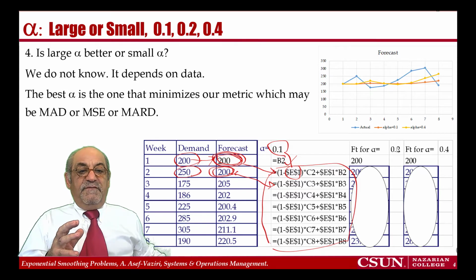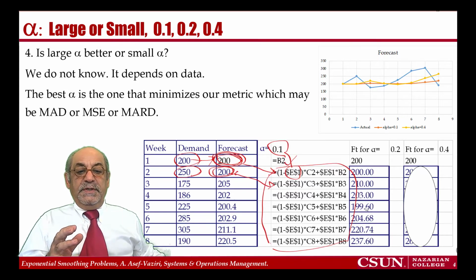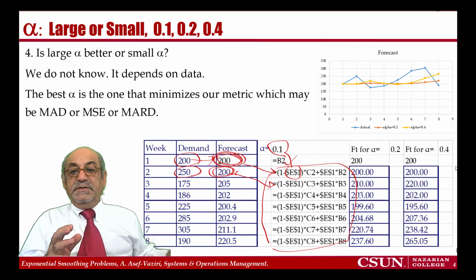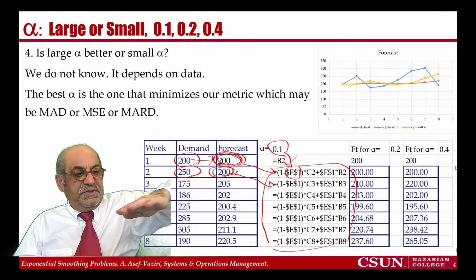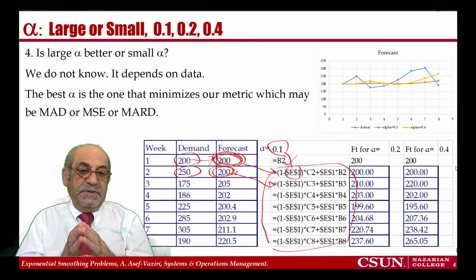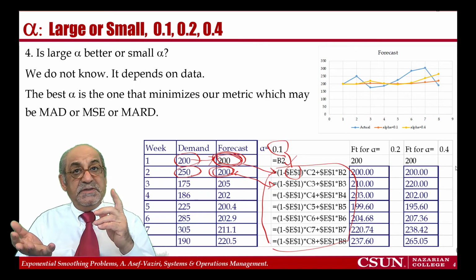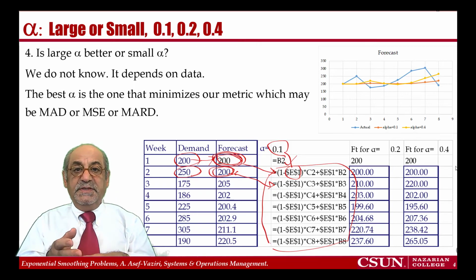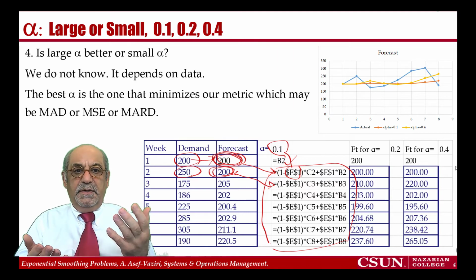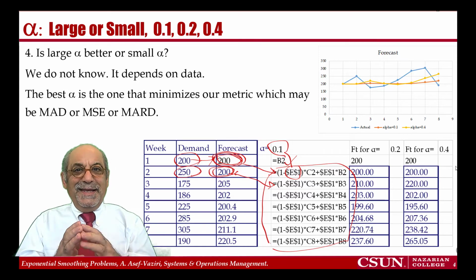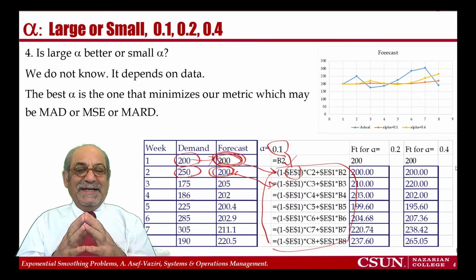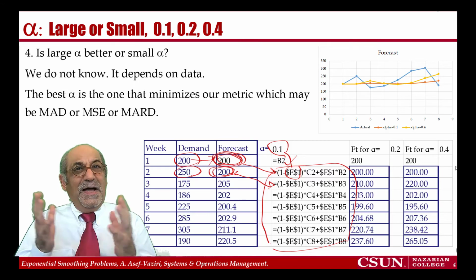Now if you use alpha equal to 0.2, these are your numbers, and alpha equal to 0.4, these are the numbers. In general, large alpha, more fluctuations, small alpha, more smooth. Our decision is based on MAD, MSE, or MAPE, depending on which one we want to use. Here I would like to explain this once again, that why we use MAD.